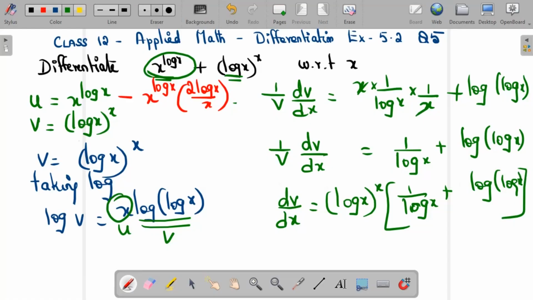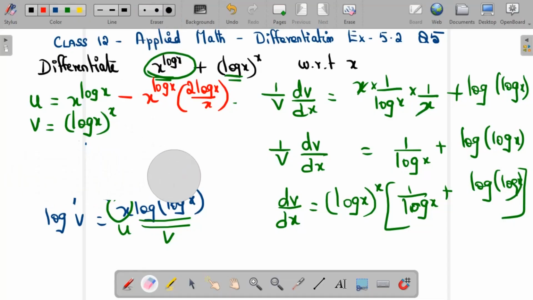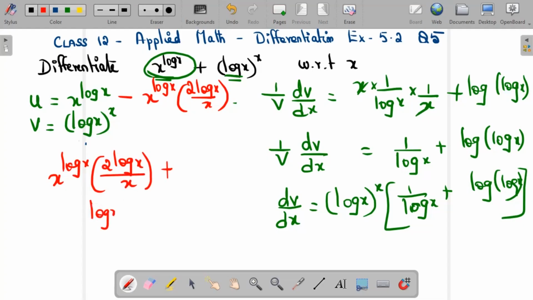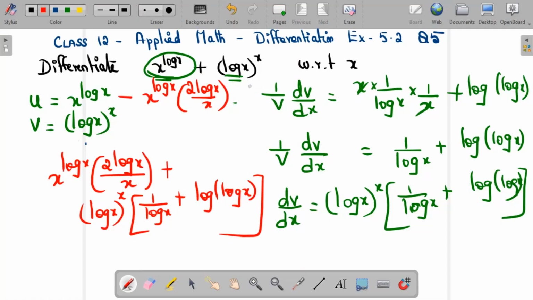Now that we have differentiated the u and v terms separately, the final answer is going to be just the addition of these two expressions. So let us write out the final answer. This is nothing but x power log x into 2 log x by x plus log x the whole power x into 1 by log x plus log of log x. This is the final answer for the differentiation function. So you just add up these two terms. There is no need to do simplification, LCM, etc. So this can be left as the final answer.